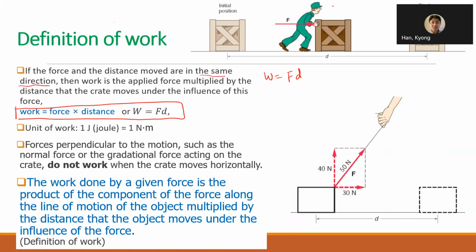Maybe this guy applies 5 Newtons, and this moved a distance of maybe 3 meters. The work would be 5 Newtons times 3 meters. That will be 15 joules. Then the unit of work is called the joule in SI. 1 joule is 1 Newton times meter.